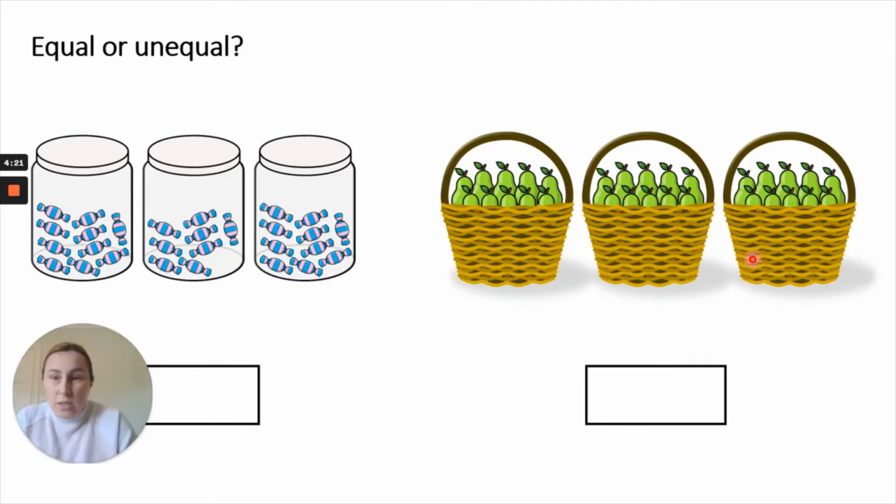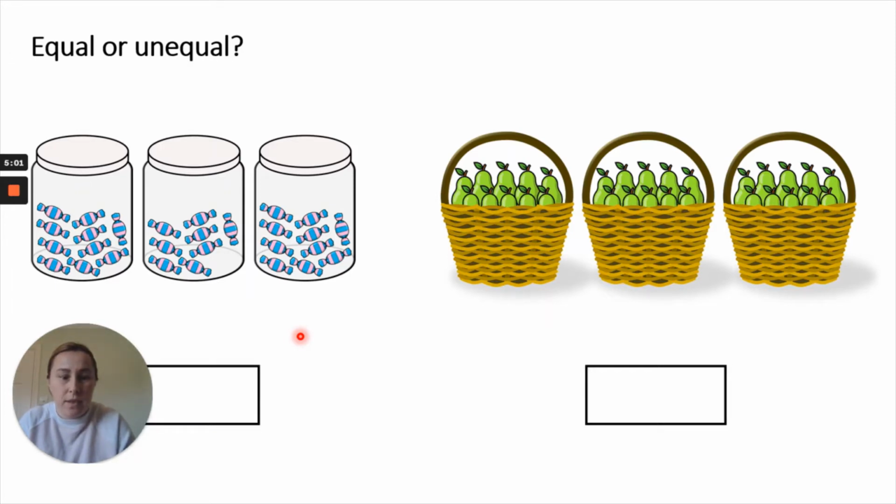What about the sweets and the pears? You take a look. How many groups have we got? How many groups of sweets? Or we could say how many jars of sweets, but if we're going to use our maths language, we need to say there are 3 groups of sweets. How many sweets are in each group? Pause the video and have a count and tell me whether that's an equal group or an unequal group. Has it got the same amount of sweets in each jar, or has it got a different amount of sweets in each jar?